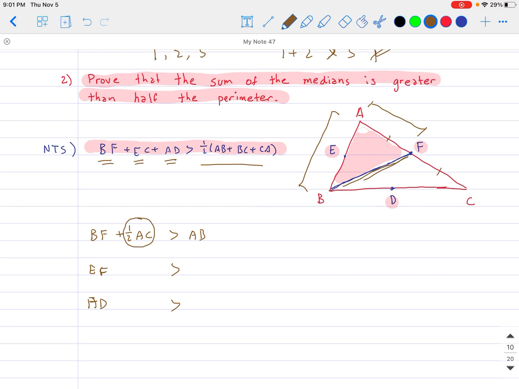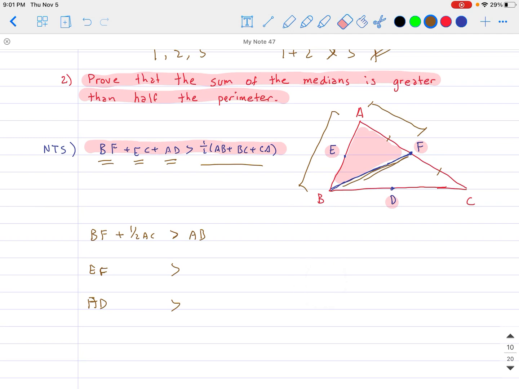Remember, in algebra, what you want to do is minimize the number of variables that you have, so that way you can solve for it. It's not good to make so many variables. All right, so I'm going to go ahead and try to get rid of F over there. But nonetheless, let me just write that down one more time. BF plus 1/2 of AC is greater than AB.